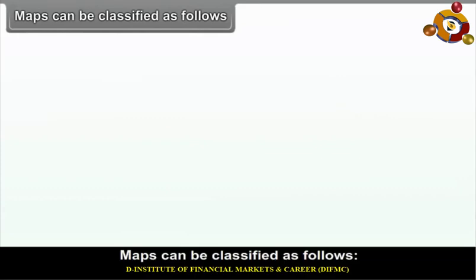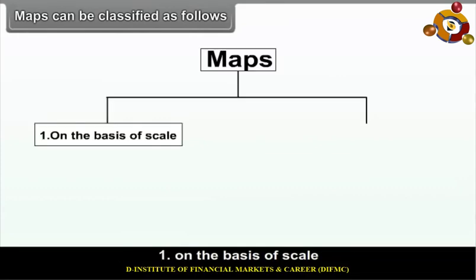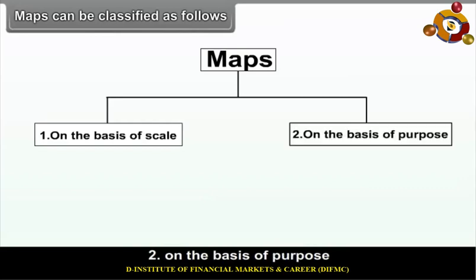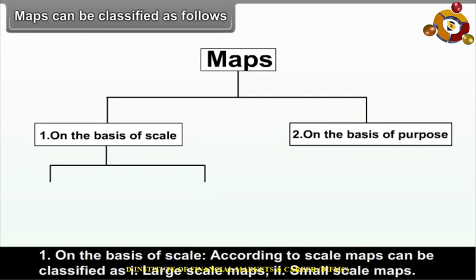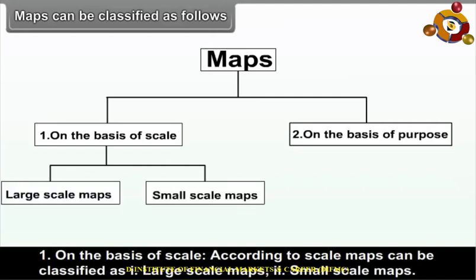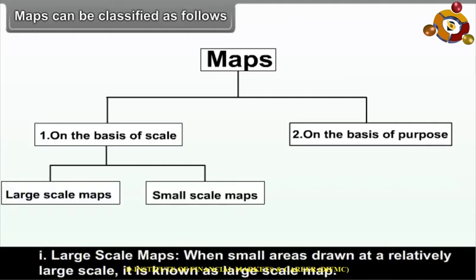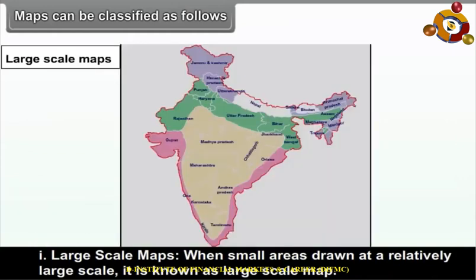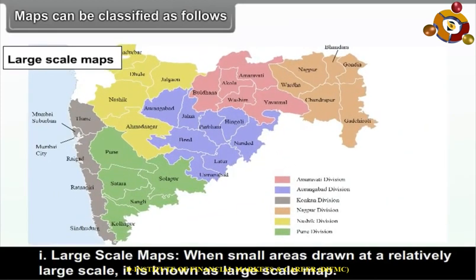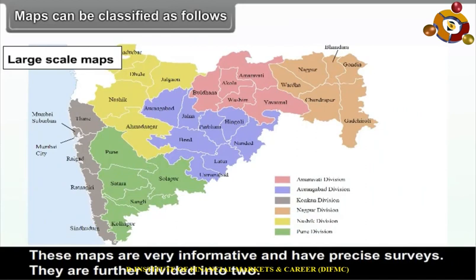Maps can be classified as follows: on the basis of scale and on the basis of purpose. On the basis of scale. According to scale, maps can be classified as large-scale maps and small-scale maps. Large-scale maps. When small areas are drawn at a relatively large scale, it is known as a large-scale map. These maps are very informative and have precise surveys.